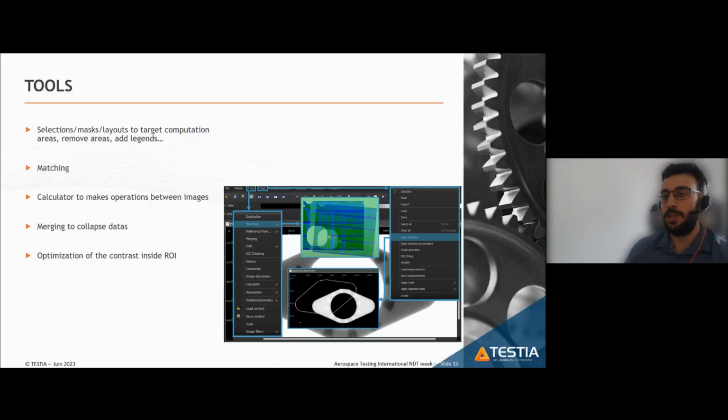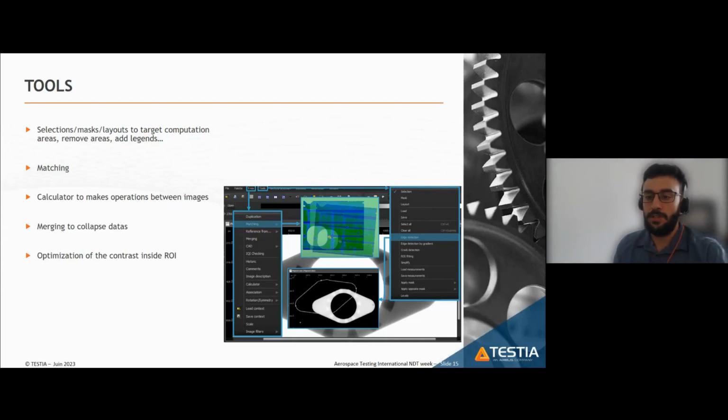The third tool can be the calculator. Thanks to that, you can apply some manual calculation between the different image matrices. It can be a subtraction, some convolution between different images. There is no limitation. Another tool is the merging tool. For example, if you make an acquisition in 2 times, you can merge these 2 acquisitions directly on the same image inside the software.